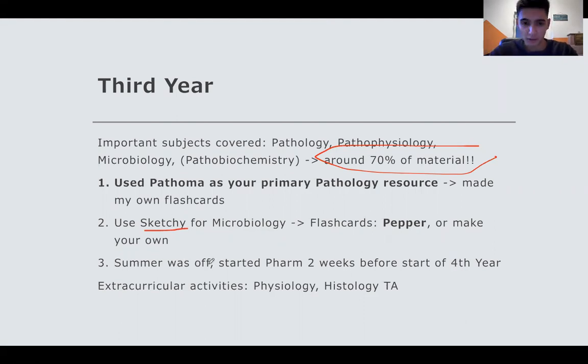My summer was off, and I did start pharmacology two weeks before fourth year, because I was working back then in a cardiovascular clinic.